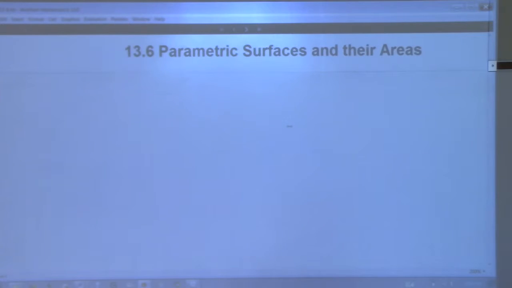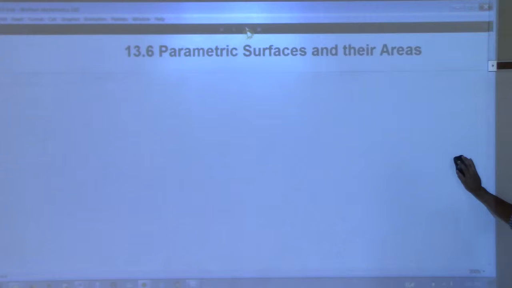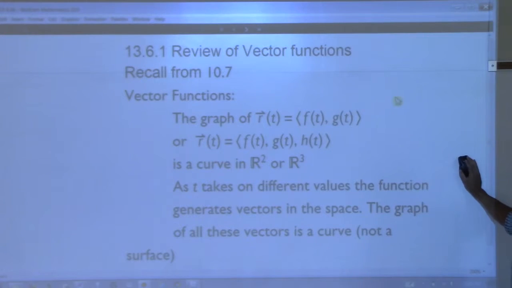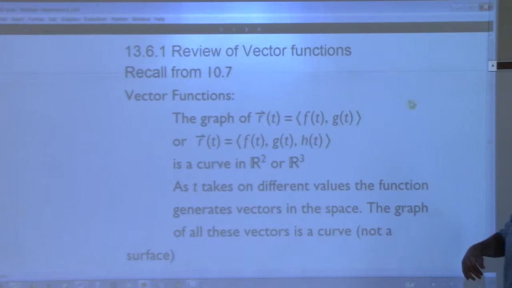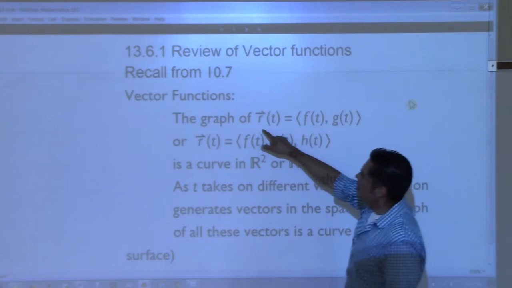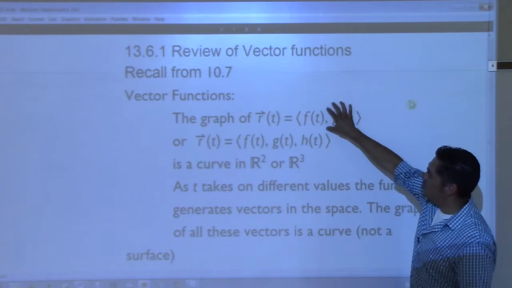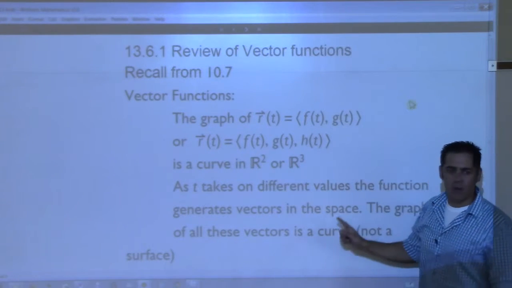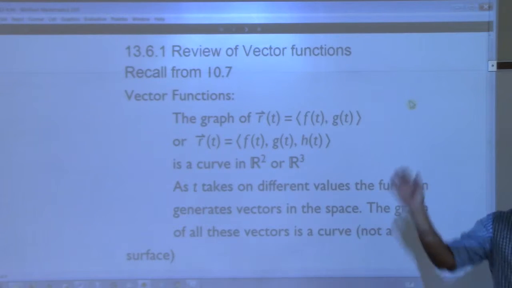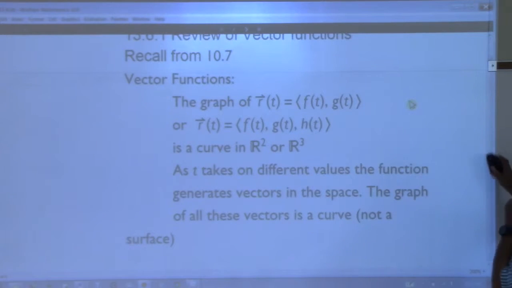So 13.6 is called parametric surfaces and their areas. Remember way back in chapter 10, we said that if we defined a vector function, r of t, equal to f of t, g of t, either two-dimensional or three-dimensional, then this would draw some sort of curve or path in either two or three-dimensional space. Right? Okay.